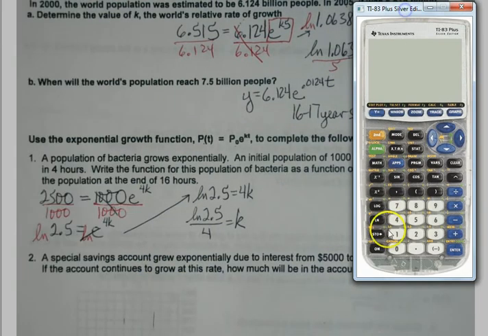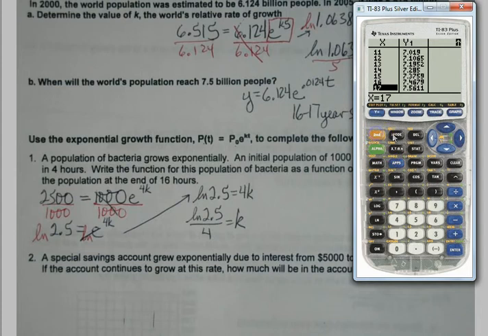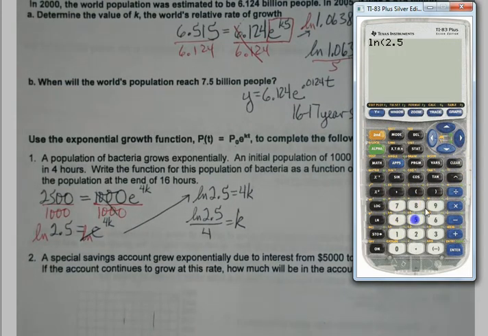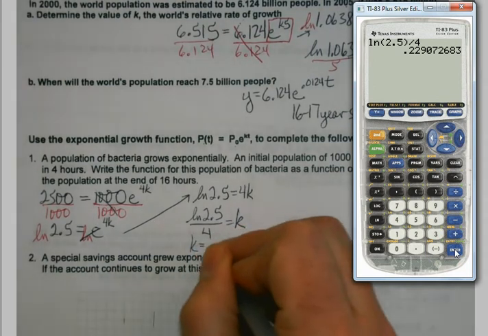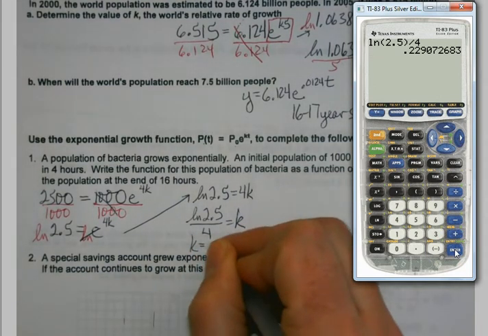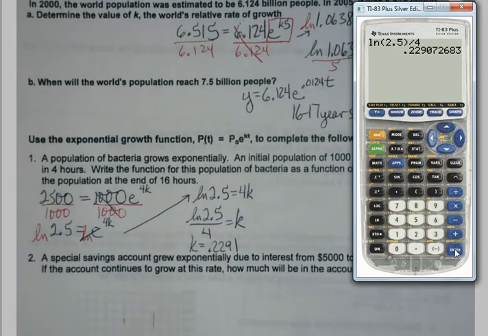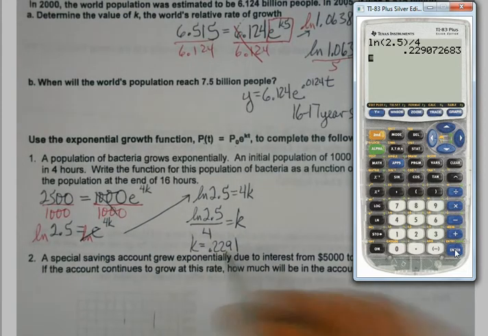So let me swing this over. Get out of that mode. Make sure I close my parentheses on my natural log, or that'll get me a whole different problem. So here, my k value, 0.2291, I'll stretch it out a little bit here. So again, if somebody asked me for the rate, I'd be able to explain how quickly they're growing, about 22.9%.